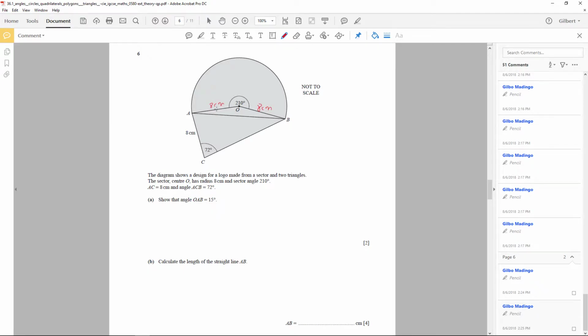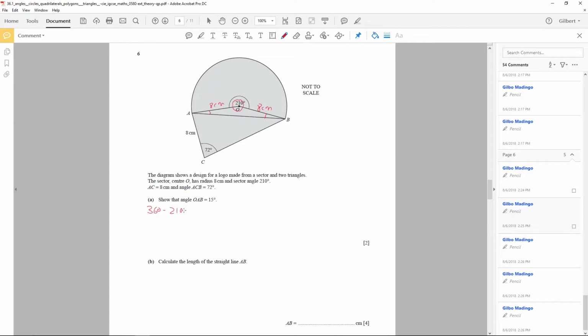Now, if we know that these two are your radiuses, then we know that these two share the same angle, okay? And we know that a full circle is 360 degrees. So this angle added up together is 360 degrees. So using 360 minus 210, we could calculate the angle in here, which will be 150 degrees. Okay? If the internal angle here is 150, we know that angle OAB and OBA is the same.